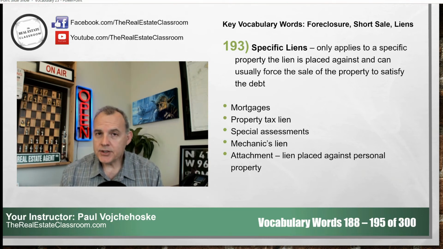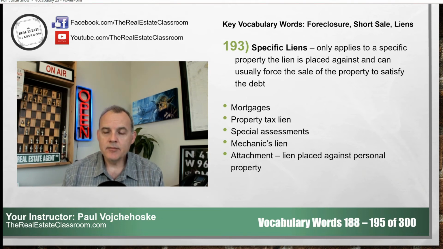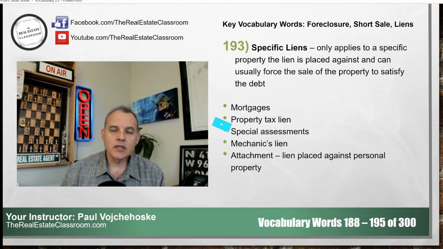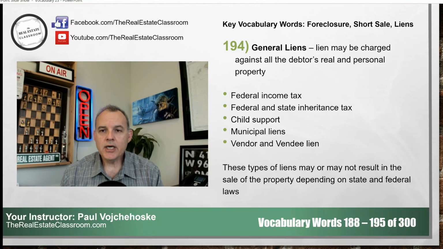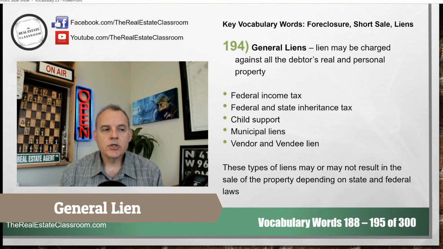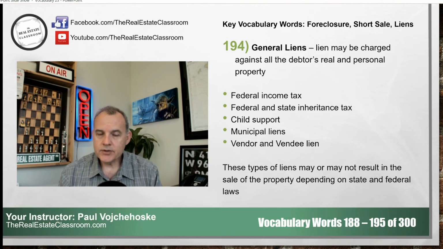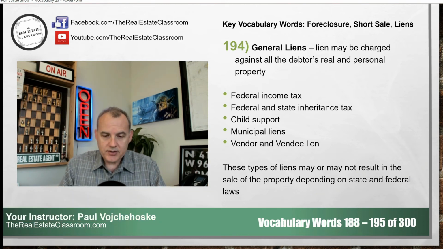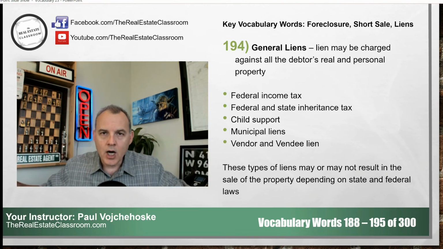Homeowners association liens also can fall into the specific lien category that in most states can force the sale of the property to satisfy that claim. That is a specific lien. Now, a general lien is charged against the debtor's real and personal property. So general is not specific. Specific is the lien is specific to a piece of property or a personal property in the case of an attachment, but general liens are broad.